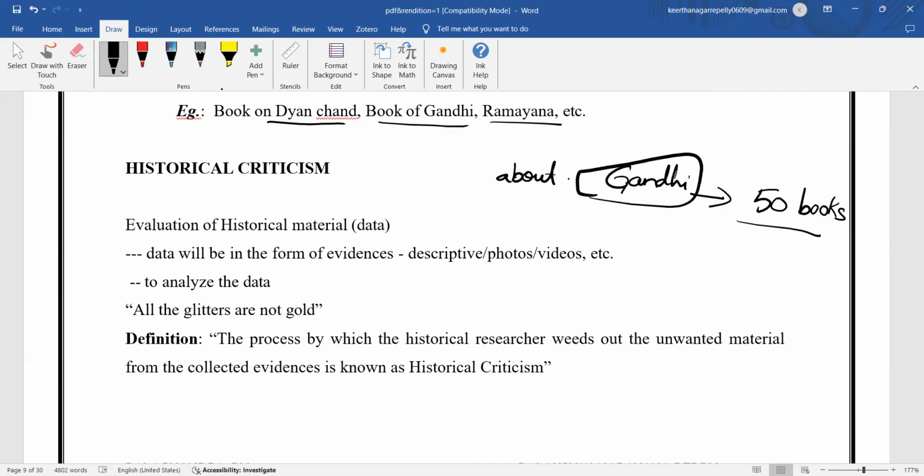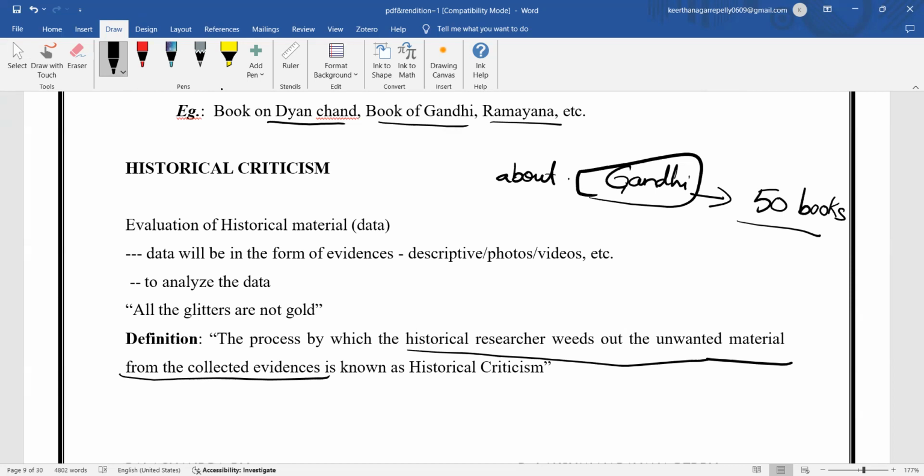So how to rely on, or how to extract, the real books written on Gandhi? Here, with the use of historical criticism, you extract the wanted or the best books, or you remove the unwanted books or material from the sources of data. Okay, so that is what historical criticism does. It is the process by which a historical researcher weeds out the unwanted material from the collected evidences.